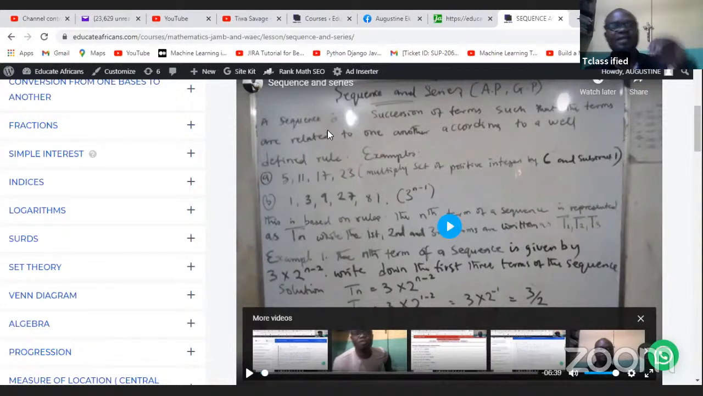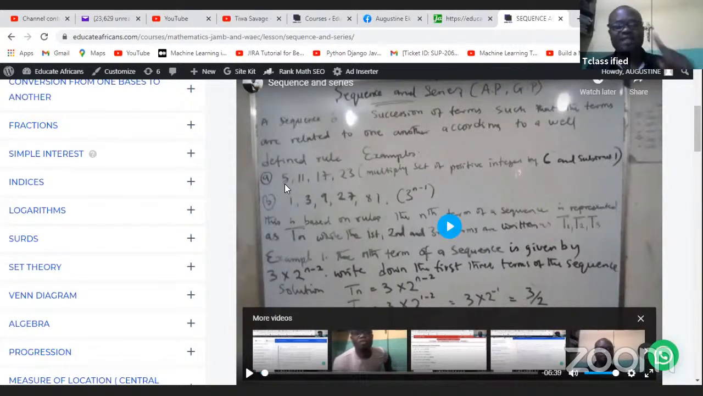We say that a sequence is a succession of terms, just that the terms are related to one another according to a well-defined rule. Now, this is a succession of terms. You have term 1, term 2, term 3. So how are these terms related to one another? They are related according to a well-defined rule. So what is the rule governing this? The rule is that you multiply the set of positive integers by 6 and subtract by 1. The first positive integer is 1. 1 times 6 is 6. 6 minus 1 is 5. That's how we got this 5.